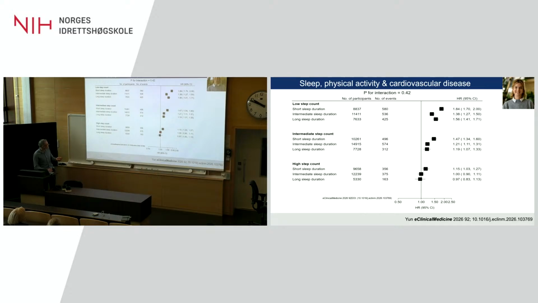The part I find quite interesting is what happens if you've got a high step count. My interpretation of this was that physical activity is more important than sleep, but that if you've got, for example, a short sleep duration but a high step count, you still have a slightly higher risk. So my interpretation was that you can't outrun a bad sleep, but that physical activity is still much more strongly associated with incident cardiovascular disease outcomes than is sleep.